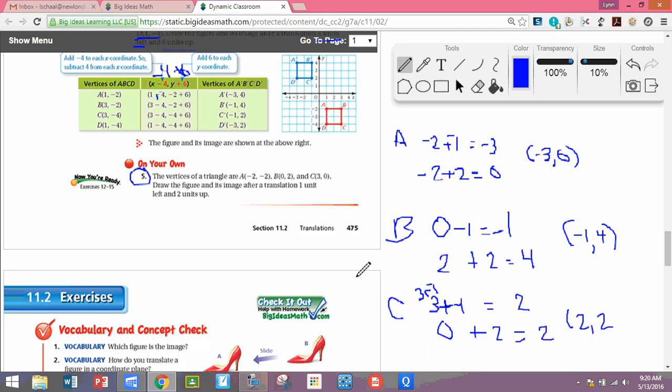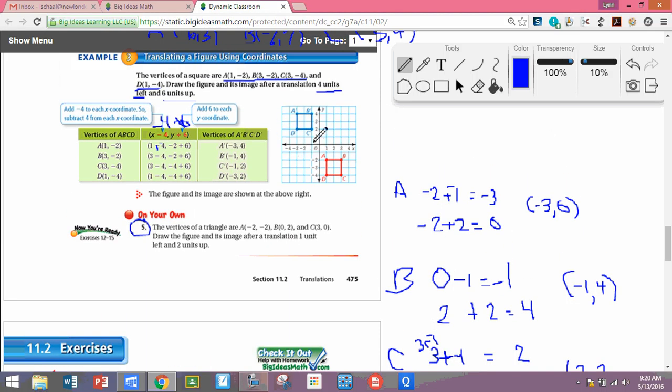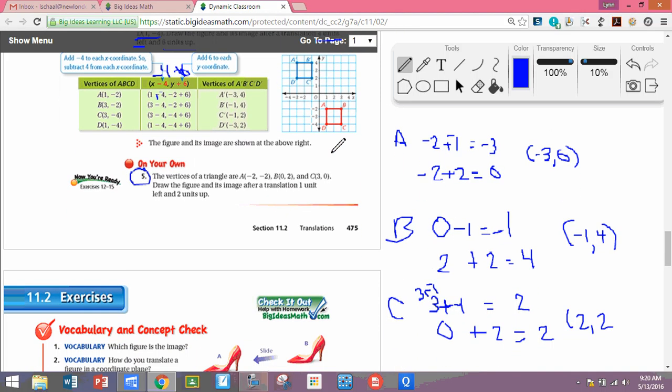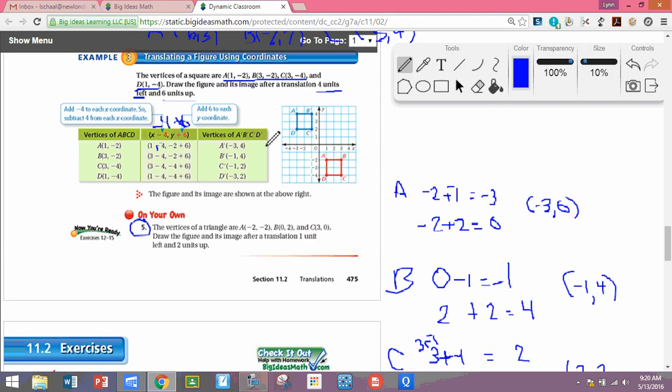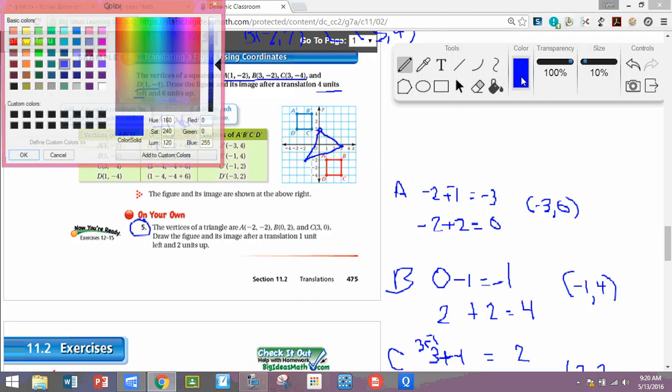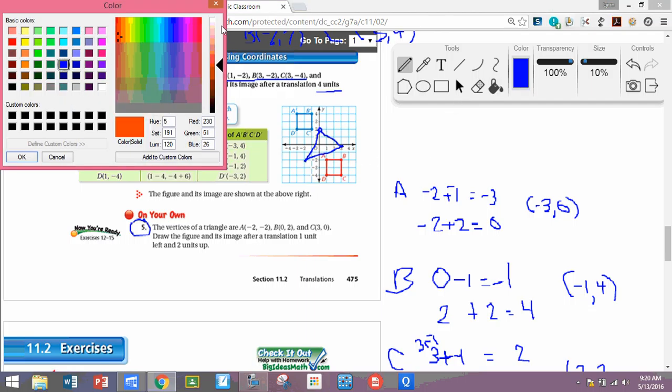Now, you could check it if you wanted to. So on this graph, if we did the triangle, you could plot the points of this original triangle. So it would be here, and then here, and then here. That would be the original points of your triangle. Now I'm not going to be able to do this exactly straight because I'm doing it with the mouse, but that's pretty good. And then if you do your translation, I'm just going to pick a different color. We'll pick green.